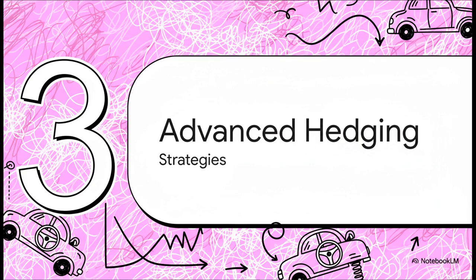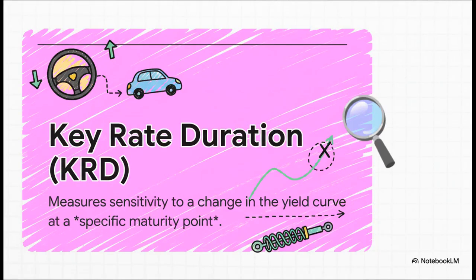But wait, there's actually another layer of complexity we have to deal with. In the real world, yield curves almost never move in perfect, neat parallel shifts. Sometimes short-term rates move, but long-term rates don't, or vice versa. And to manage that kind of risk, we're going to need some even more advanced tools. And that's where something called key rate duration, or KRD, comes into play.